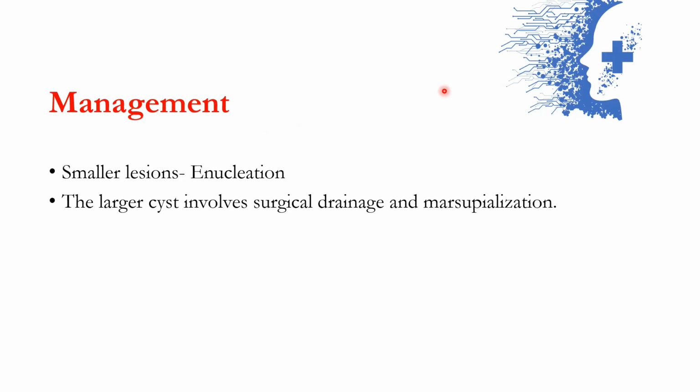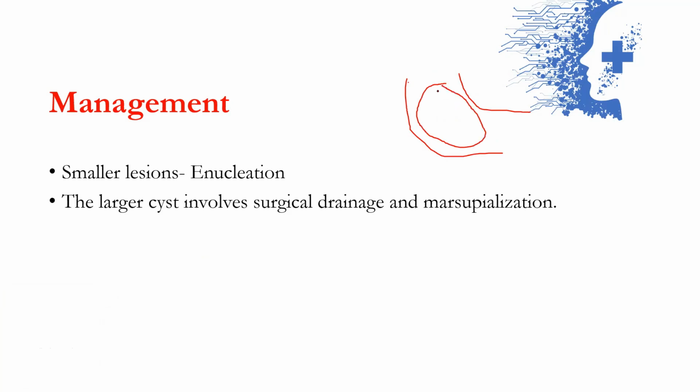When the lesion is larger, then you might have to do drainage and marsupialization. Marsupialization is nothing but when the lesion is very huge, the dentist creates a kind of a small window. Let me just draw it and show you. So suppose the lesion, this is the mandible. Okay, and the lesion is very big like this.